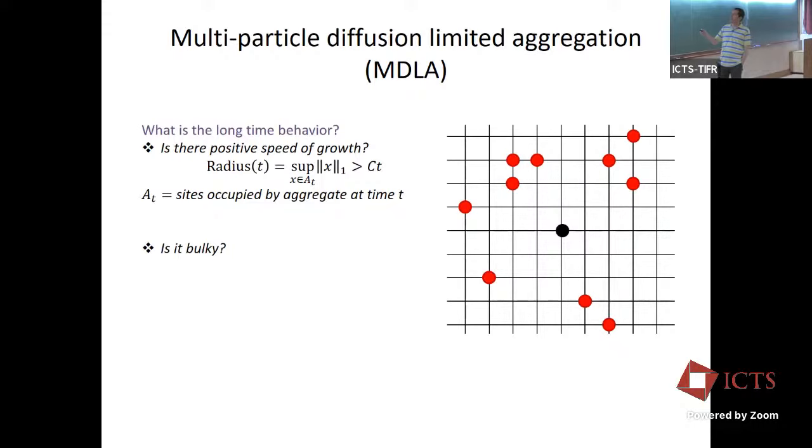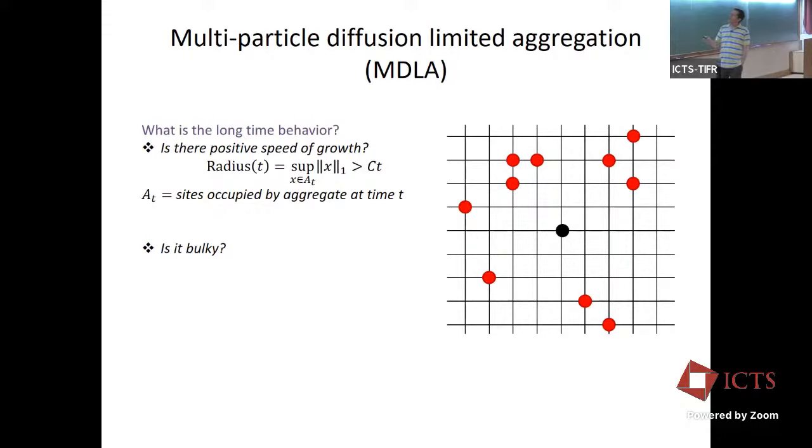I just want this to be bigger than a constant times t for all t large enough. So in other words, if I divide both sides by t, I just want the limit to be positive. When I say positive speed in this talk, I'm not really referring to the limit existing, but just that it has positive limit.